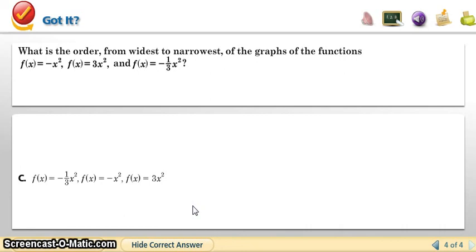Now remember, the sign does not change the width. The sign only flips it upside down or right side up. Positives are up, negatives are upside down. The fraction makes it a very wide graph. The integer makes it very narrow. And we'll discuss more about quadratic graphs and their properties in class.